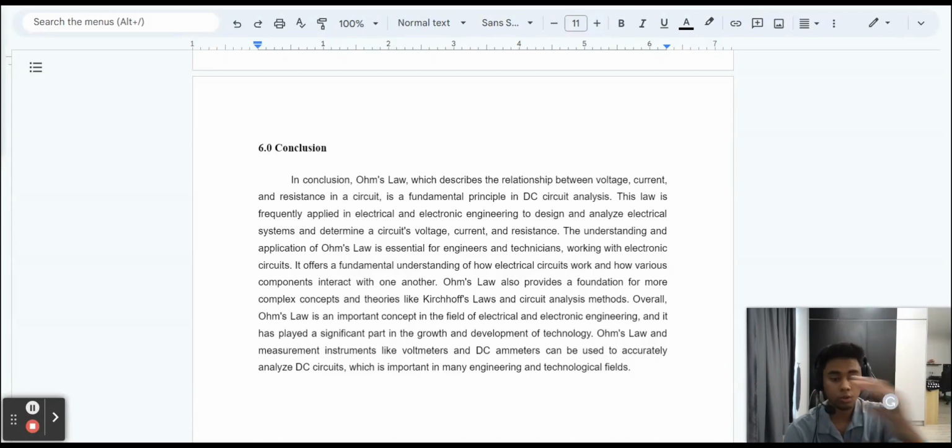And next, Ohm's law also provides a foundation for more complex concepts and theories like Kirchhoff's current law and circuit analysis methods. Overall, Ohm's law is an important concept in the field of electrical and electronic engineering, and it has played a significant part in the growth and development of technology. Last but not least, Ohm's law and measurement instruments like voltmeters and DC ammeters can be used to accurately analyze DC circuits, which is important in many engineering and technological fields.